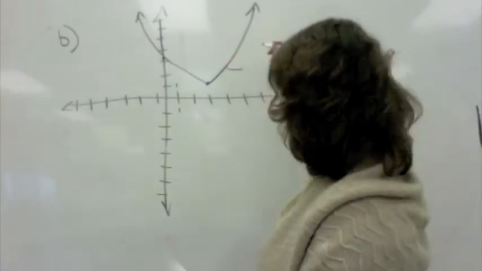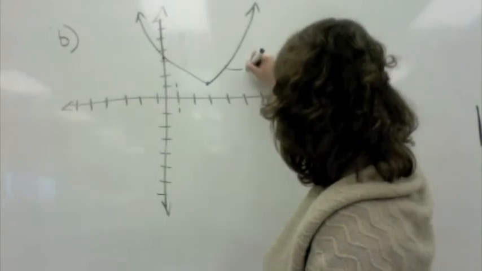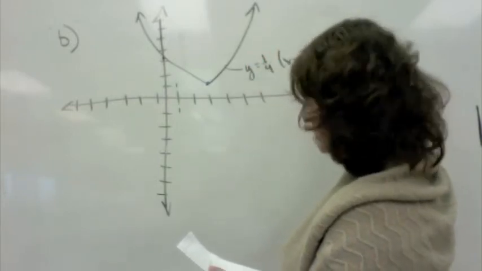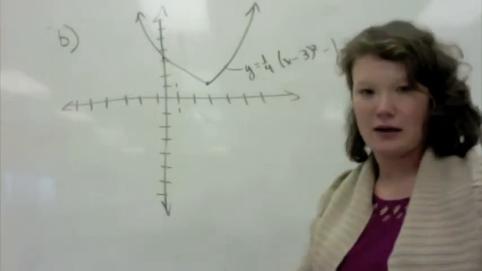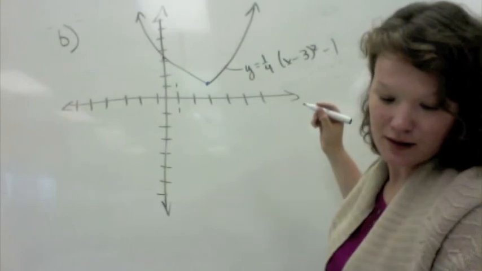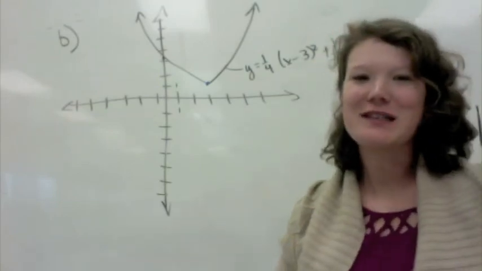If I really wanted to be a stickler about it, I would say y equals 1/4 (x minus 3) squared minus 1. Nope. Plus 1. Ha, caught my own mistake.